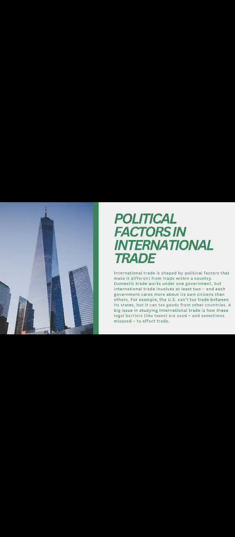Political factors in international trade. International trade is shaped by political factors that make it different from trade within a country. Domestic trade works under one government, but international trade involves at least two, and each government cares more about its own citizens than others. For example, the US cannot tax trade within its states, but it can tax goods from other countries. A big issue in studying international trade is how these legal barriers, like taxes, are used and sometimes misused to affect trade.